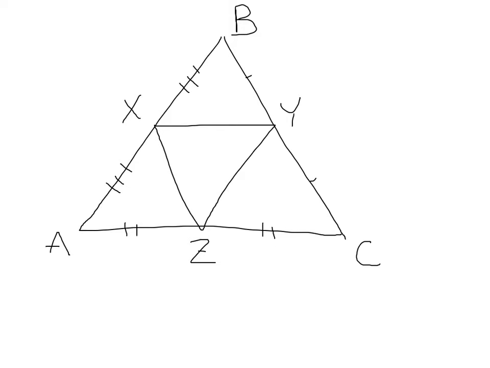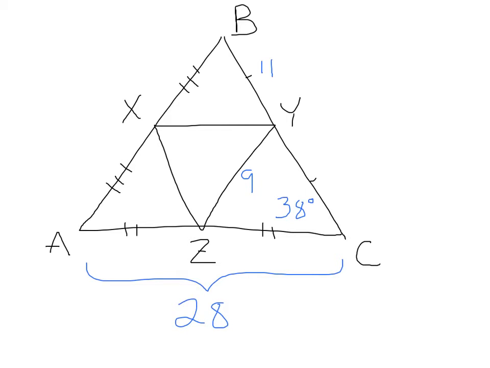Alright, I've recreated the diagram here, and now let's go ahead and add the given information. First of all, we have BY is 11. Next, we're told that the measure of angle BCA is 38 degrees. Then we're told that ZY is 9. And finally, we're told that AC, this whole side of the triangle, is 28.